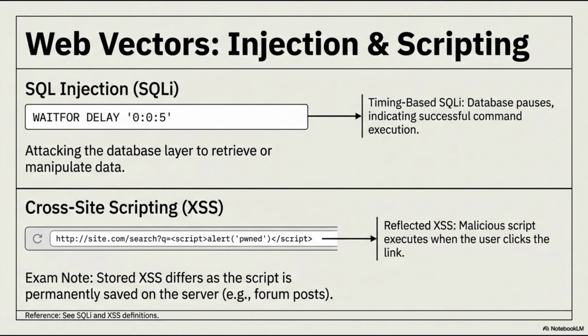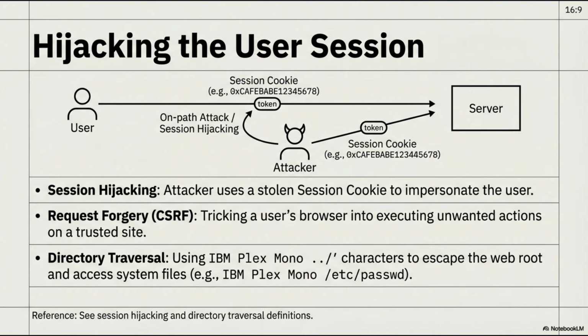And C, an arithmetic operation results in a number too large for its assigned container, and that's an integer overflow. Now, two vectors of web attacks are injection and scripting. SQL injection is timing-based. Timing-based is an example, but SQL injection overall is attacking the database layer to retrieve or manipulate data. So this wait for delay is an example of a timing-based attack where if the database pauses, then you know it worked. Then cross-site scripting is where you put a script into a website where it's supposed to execute and it executes. Reflected is where it's in the link and stored is where it's stored on the server.